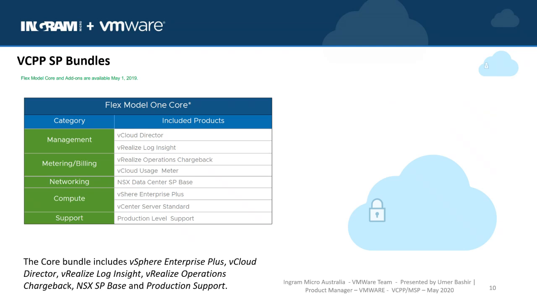That's actually alone the biggest subject to discuss, and I can give you a presentation later on specifically on that. But it's a little appliance that you install in your vCenter, and it would record your data, and then it will be easier for you to navigate through the proper usage and report it. Networking, you have NSX Data Center, SP Base. Compute, you get vSphere Enterprise Plus and vCenter Server Standard, and you'll be getting production-level support. Next slide, please.